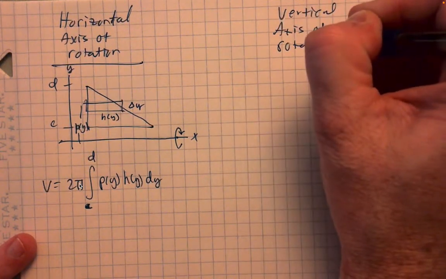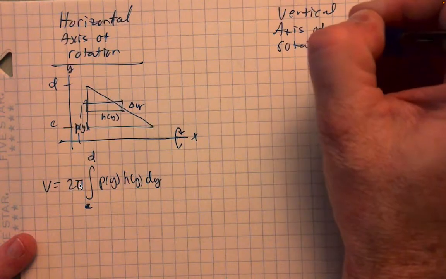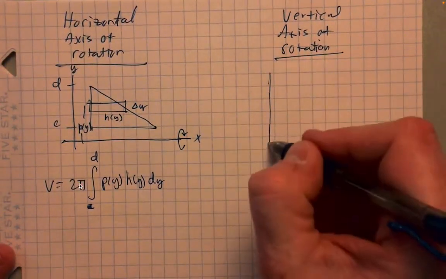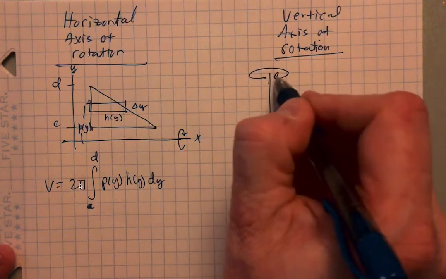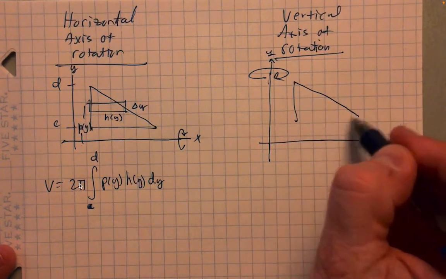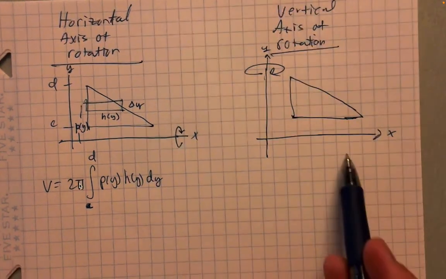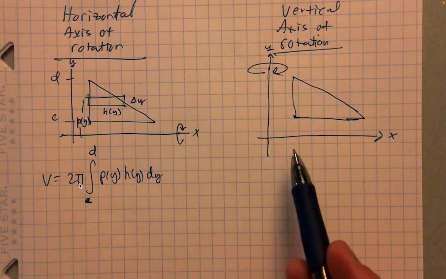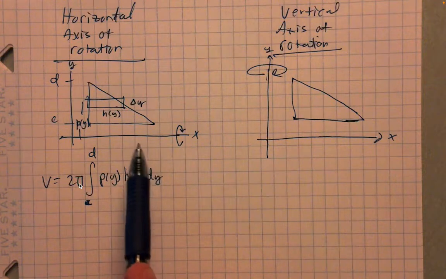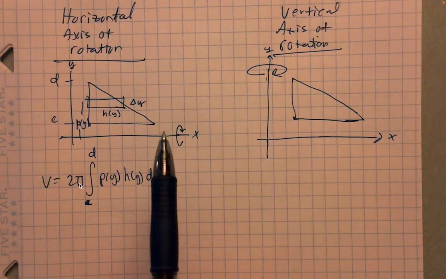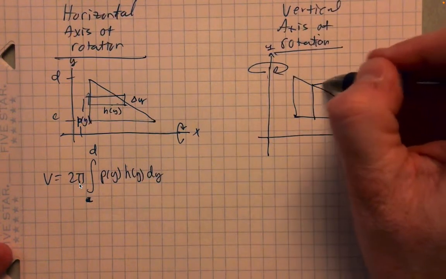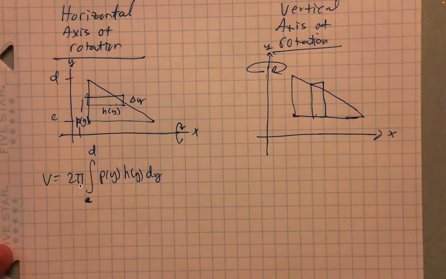In the case of the vertical axis of rotation, sorry, I'm starting to write too fast. In the case of the vertical axis of rotation, we're spinning around the y-axis. So remember, one of the things that differentiates this from the disk method is that the representative rectangles here are parallel to the axis of rotation. That was exactly the reverse with the disk method. So here, if we're spinning around the y-axis, that means we're going to have vertical rectangles.